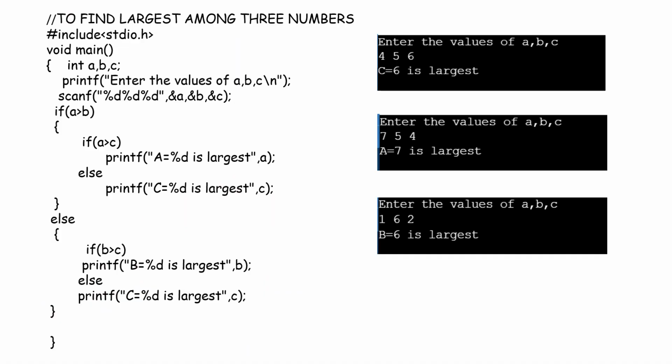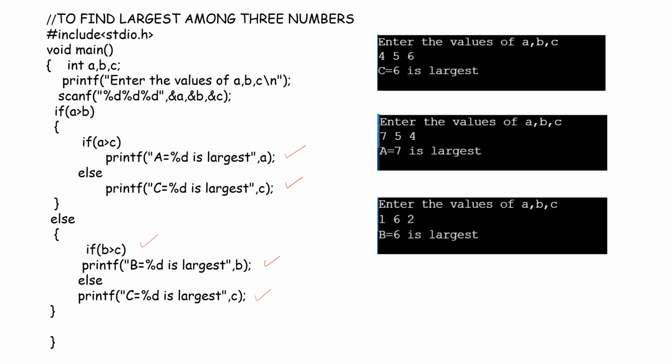Take an example of a nested if statement, a program to find the largest among 3 numbers. I have declared 3 variables a, b and c to store the 3 numbers. Now I check if a is greater than b. If this is true, I check if a is greater than c also. If this is true, then I print a is the largest number. Otherwise, I print c as the largest number. If this is false, I come to the else part and check if b is greater than c. If this is true, I print b is largest, otherwise print c is the largest number.